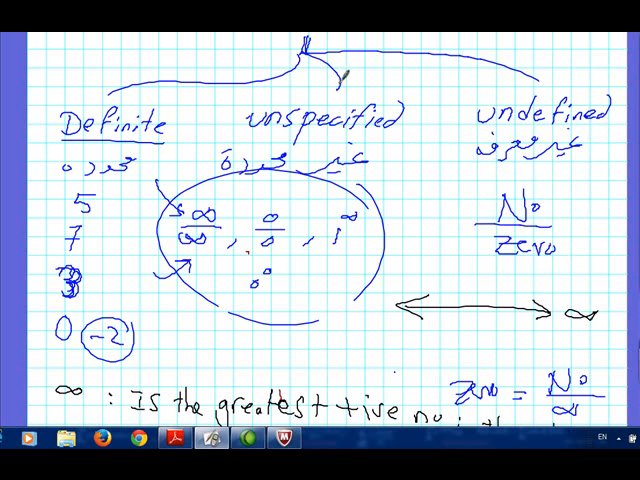We also have a set of unspecified quantities. These quantities are like infinity over infinity, 0 over 0, 1 to the power infinity, 0 to the power 0. The scientists know that these have very definite, very accurate values, but we don't have the science, the knowledge, to know these values, so we name them unspecified values.